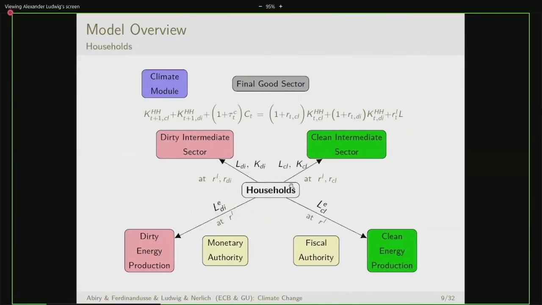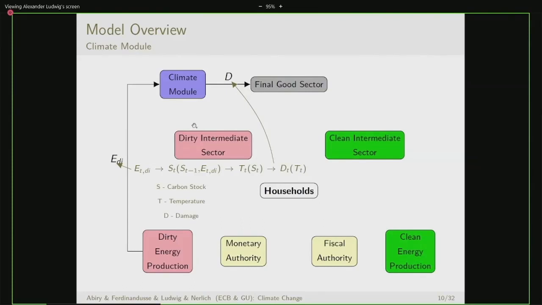The households supply labor and capital, as well as labor to the energy production, and capital and labor to the intermediate goods production, and hence have a budget constraint. On the income side, they have the returns on their capital holdings in the two sectors, as well as labor income, where the wage rate is equalized across the two sectors. And then on the expenditure side, they invest in the clean sector and the dirty sector, and consume, as well as receive subsidies on their consumption, respectively pay consumption taxes.